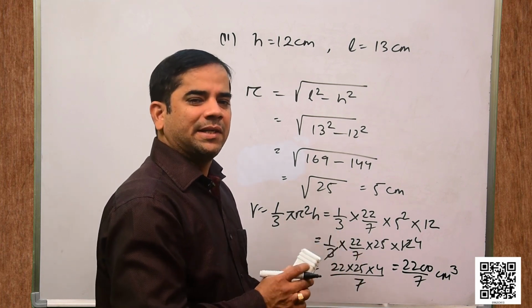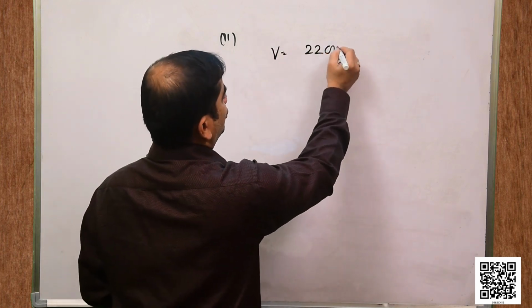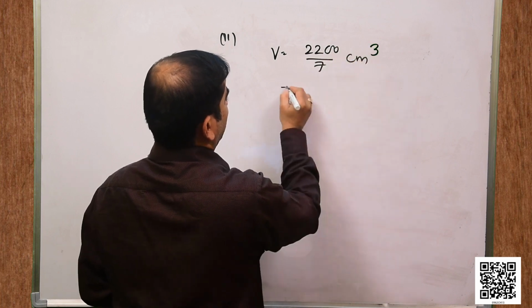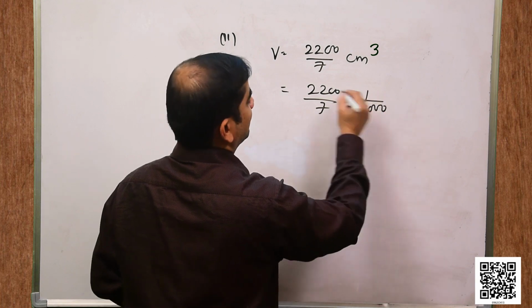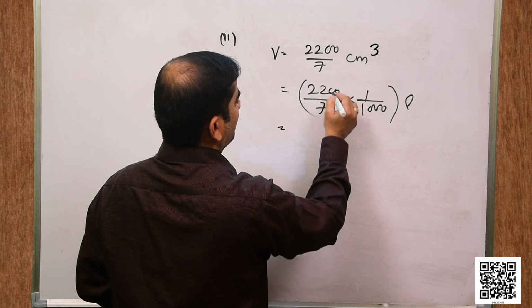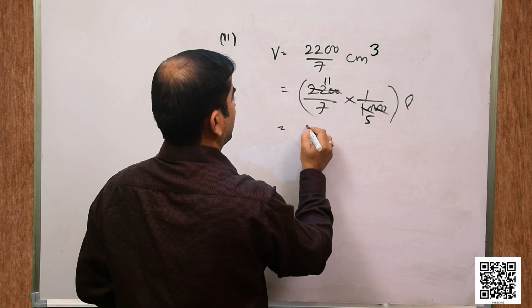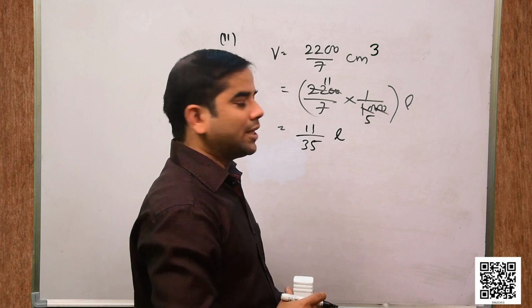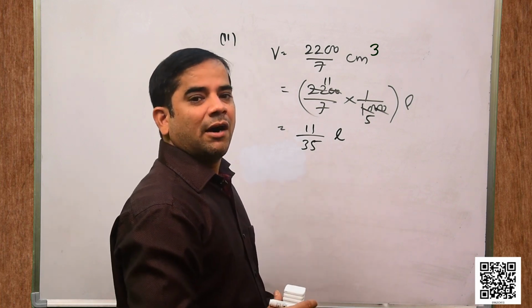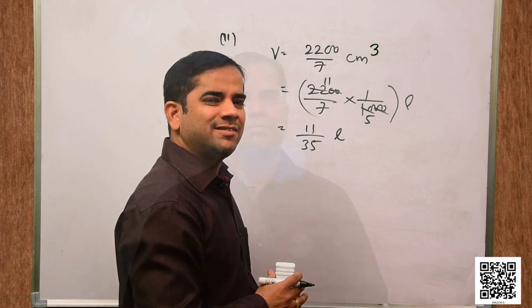So, let us find the capacity in liters. Students, volume is found to be 2200 by 7 centimeter cube, that is equal to 2200 by 7 into 1 by 1000 liters. So, 11 by 35 liters. So, the capacity of the second vessel is found to be 11 by 35 liters. Hope you understand. Students, let us now solve question number 3.